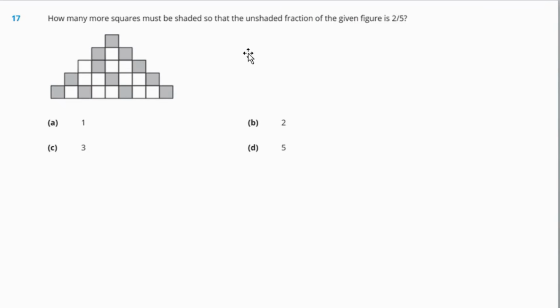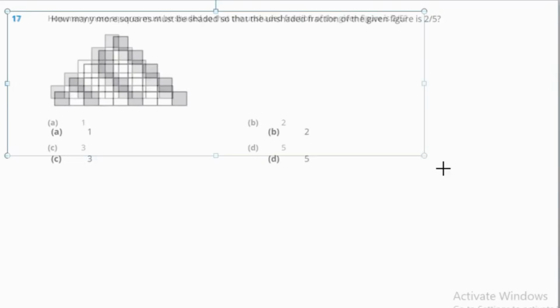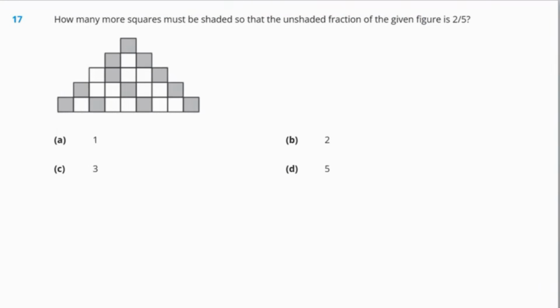If we are going with the next question, what we are getting: how many more squares must be shaded so that the unshaded fraction of the given figure is 2 by 5? Okay, so now we need to solve this. How many more squares must be shaded so that the shaded fraction of the given figure becomes 2 by 5? Okay, it is talking about the shaded fraction only. How many more squares need to be shaded?